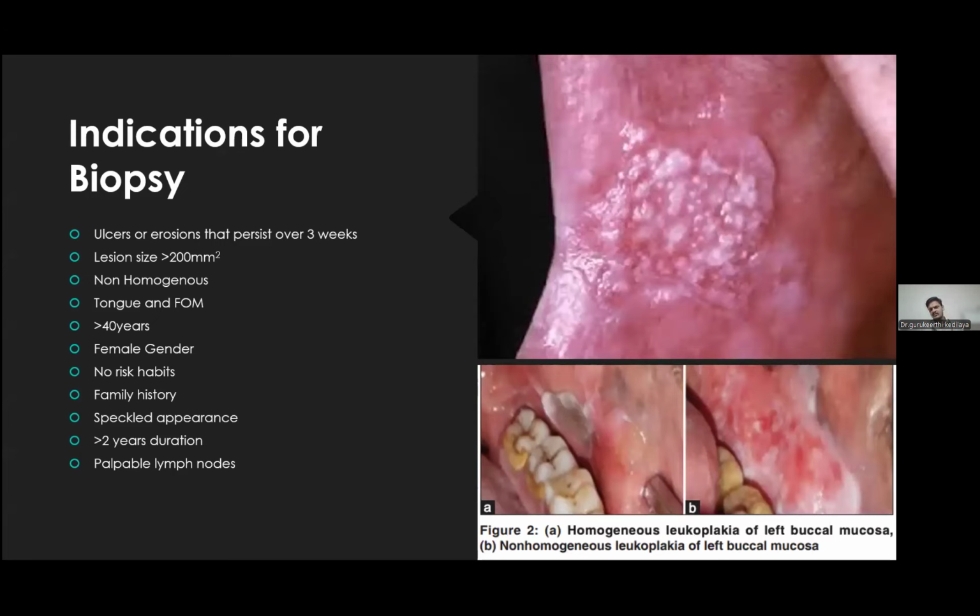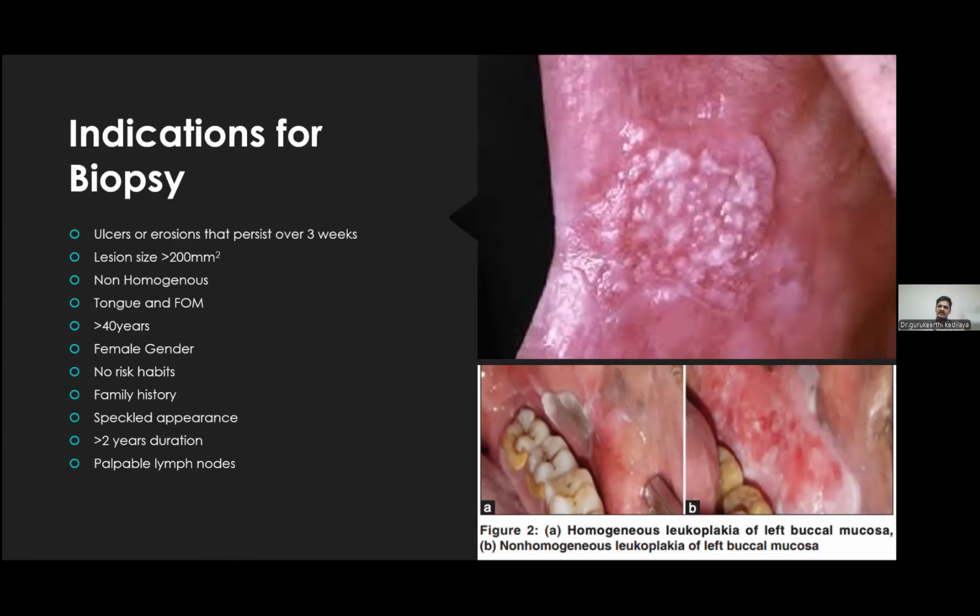So when do you want to do a biopsy? In these lesions, when ulcerative or erosive lesions persist for more than 3 weeks, and when the lesion, as I described before, has a larger surface area, you better go ahead with the biopsy. Heterogeneous leukoplakia is another indication. The most common subsites like tongue and floor of mouth also have a higher rate of malignant transformation. So we suggest a biopsy, and also for higher age group, more than 40 years, female gender, no risk habits, positive family history of malignancy, and a speckled appearance. And if the lesion persists for at least 2 years, we should go ahead with a biopsy.